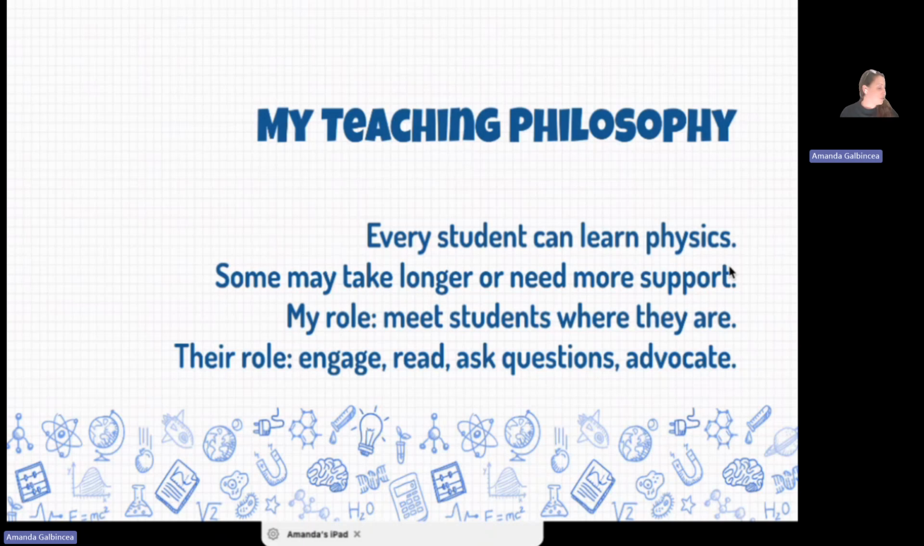And so, I would like to set it up so that you and I work together to be sure that your student is successful. My role is to meet them where they are, to gauge what they need, and to communicate with you, the parent. Their role is to engage in class, engage with you, reflect with you, ask questions, and advocate for their education.